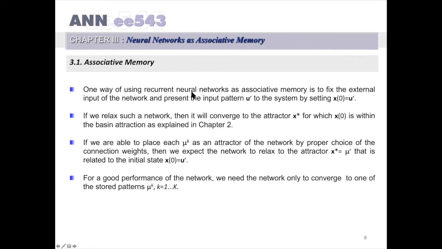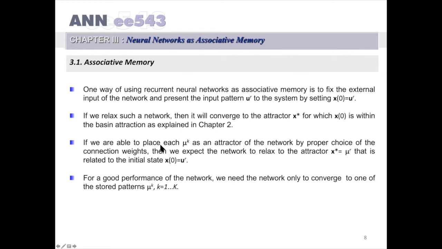One way of using recurrent neural networks as associative memory is to fix the external input of the network and present the input pattern u_r to the system by setting the initial state x, that is x at time 0, equal to u_r. We are setting the initial state to the applied pattern. If we relax such a network, then it will converge to the attractor x star, for which x0 is within the basin of attraction, as explained in chapter 2.